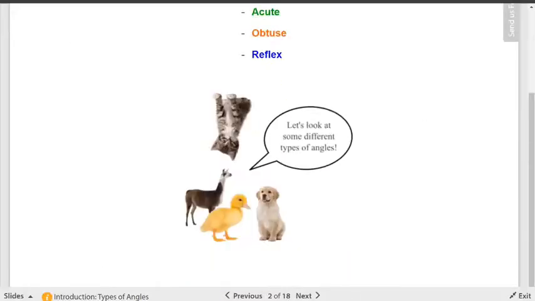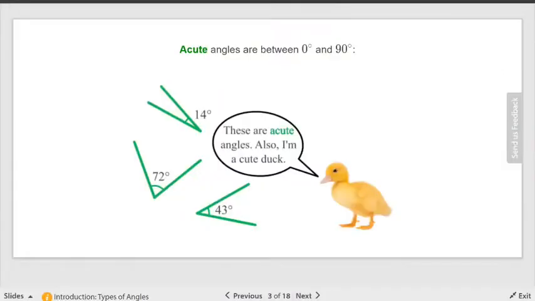Would a right angle count as an obtuse? Now, it's a special angle on its own. So it's a right angle. What about 180 degrees? Is that an obtuse? That's a straight angle. Those two are special.